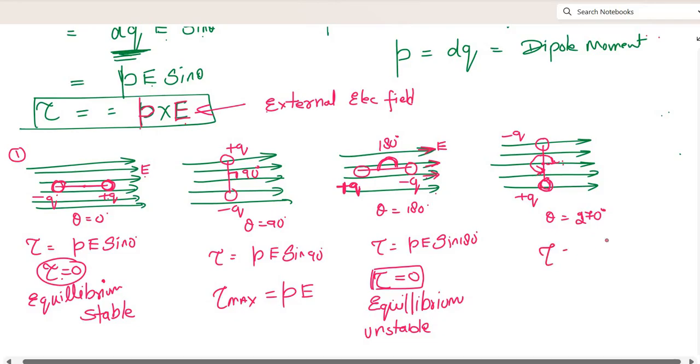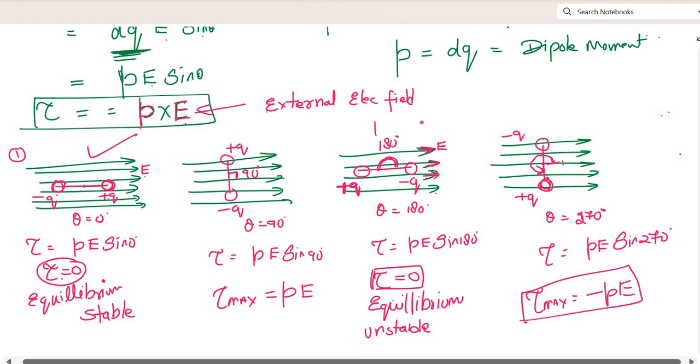For this case, the torque will be PE sine 270. Sine 270 is minus 1. So here the torque is also maximum, but in the opposite direction. So these are the four cases. In two of these we have minimum torque, and in the other two we have maximum torque.